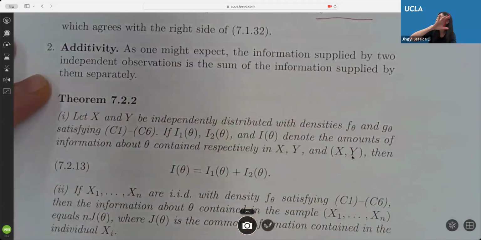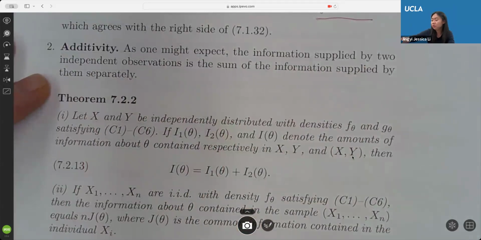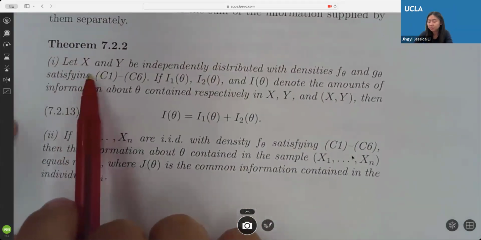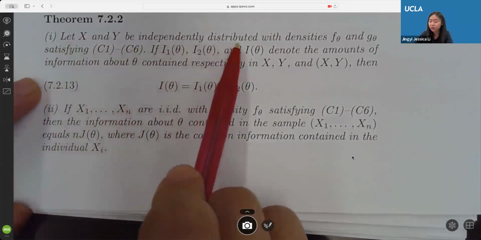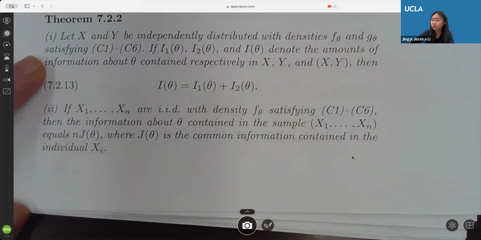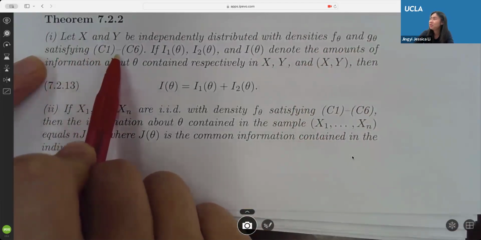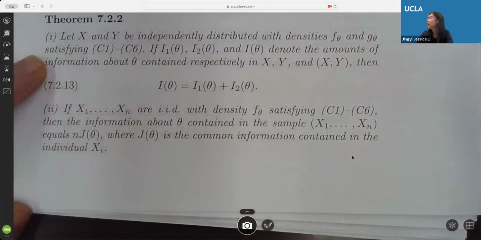So if you have independent observations, each provides certain information about a parameter, then using the two or multiple observations together, the total Fisher information is just the sum of their individual Fisher information. Additivity theorem: let X and Y be independently distributed with densities f_theta and g_theta, the same theta but two densities, satisfying C1 to C6. Okay, so we added C6 regarding the exchangeability of integration and differentiation, the regularity.